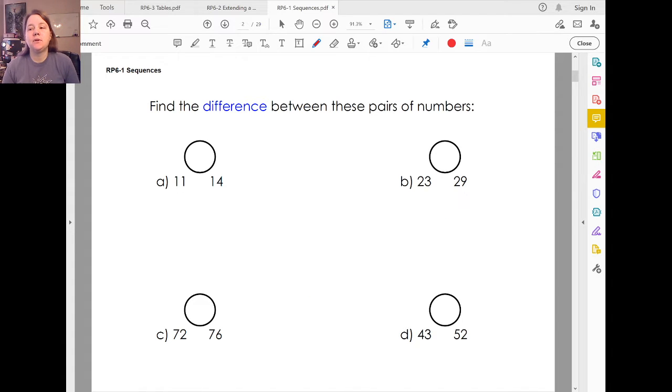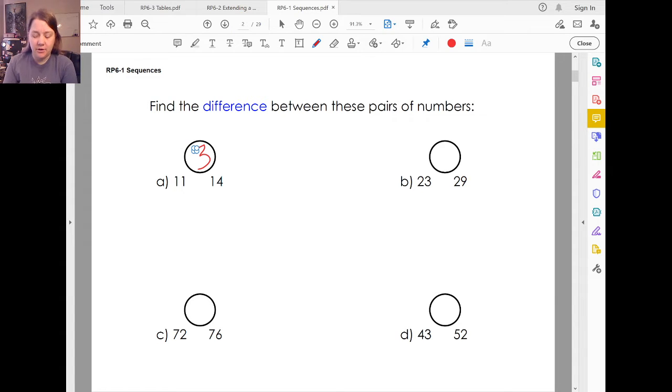So the first thing that we're going to do is look at these two pairs of numbers, and find the difference between the pairs of numbers. So, if we look at 11 to 14, how much is it changing to go from 11 to 14? Well, it's changing by 3.